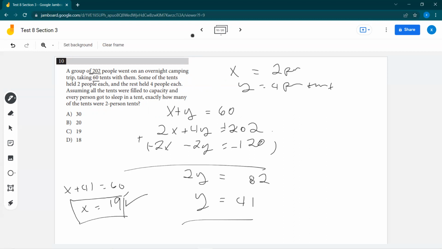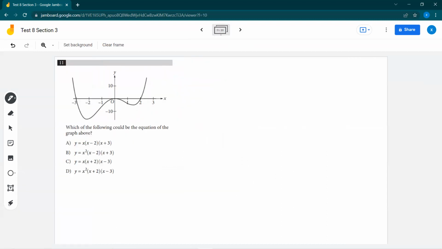Again, we formulated a system based on the data. We know that this is how many people the tents have to hold. This is the total number of tents. It gives us an answer of 19.